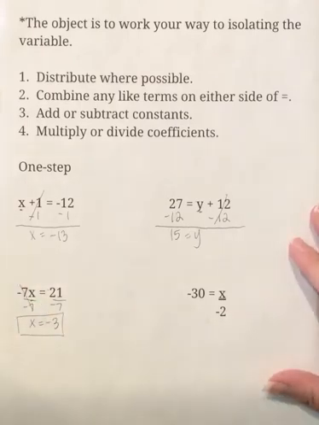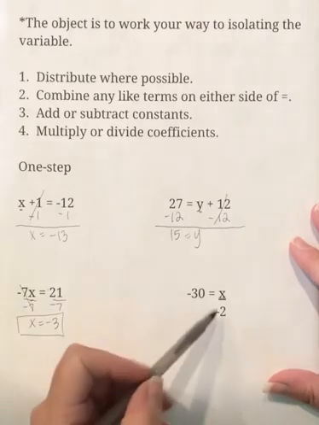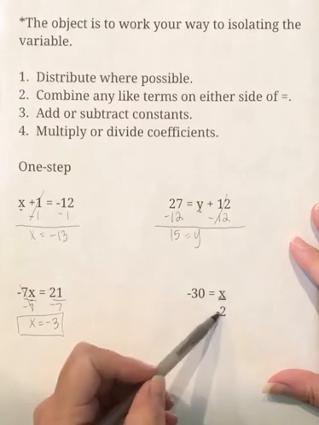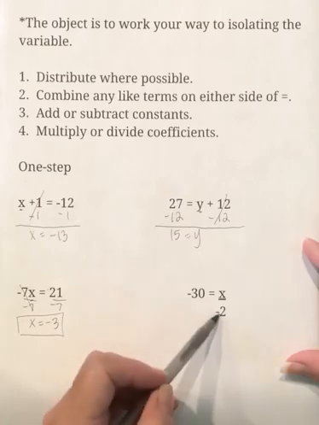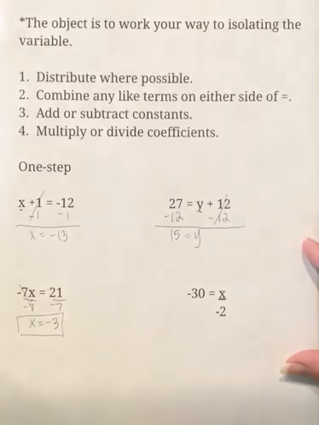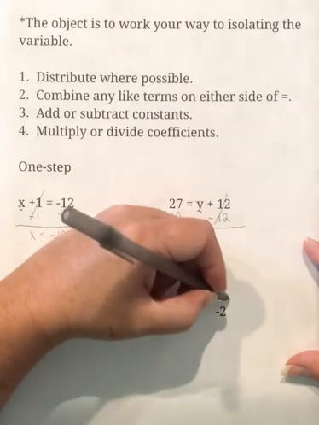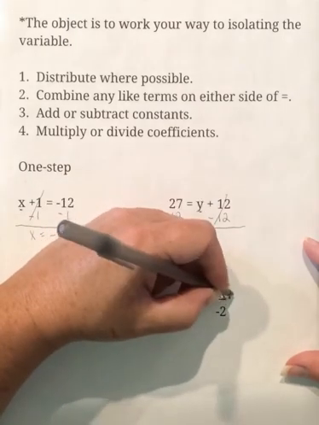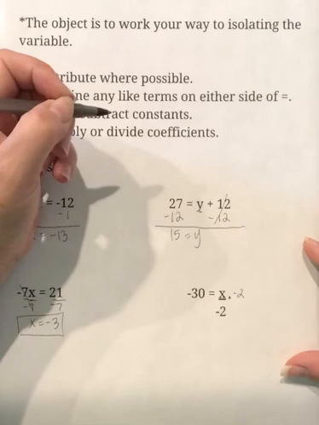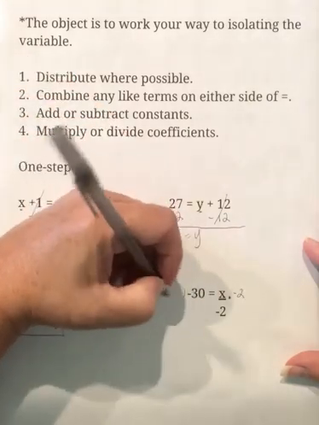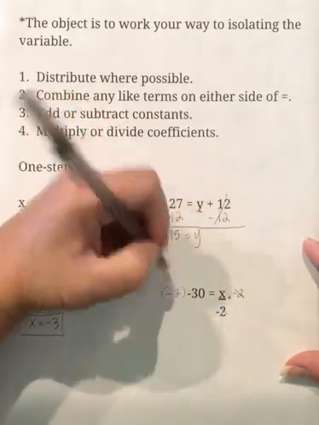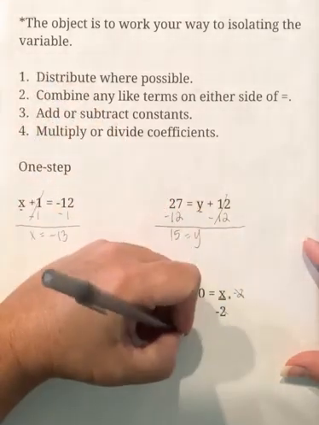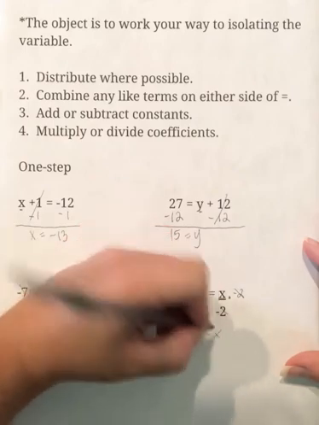Looking over here, no distribution, no combining like terms, no constants. This time, though, the coefficient is actually in the position of division. So if I want to get rid of this coefficient here, I have to get rid of it through multiplication. So I'm going to multiply this side by negative 2. If I multiply this side by negative 2, I have to multiply that side by negative 2. These cancel out. Negative 2 times negative 30 is 60, equals x.